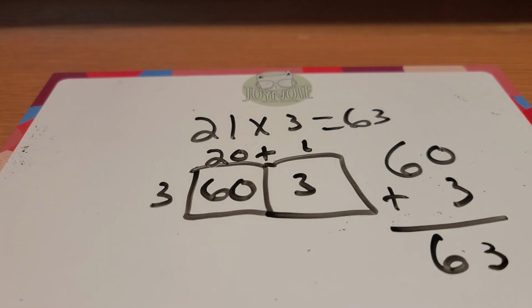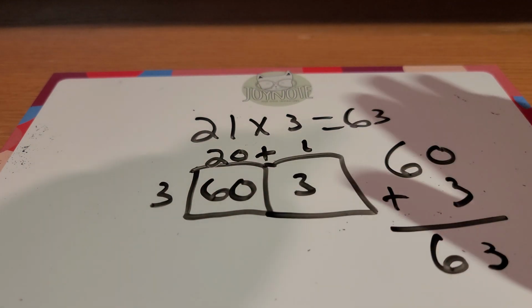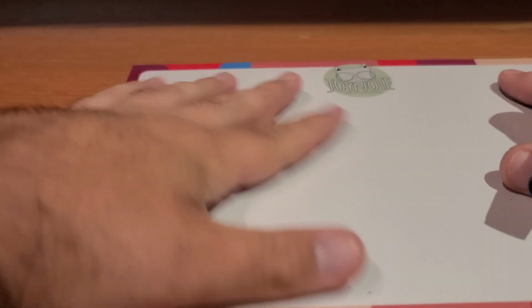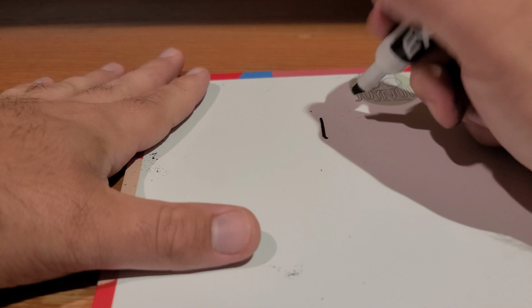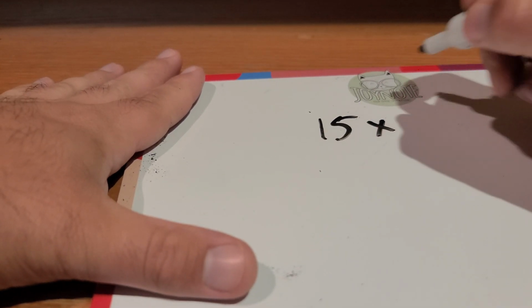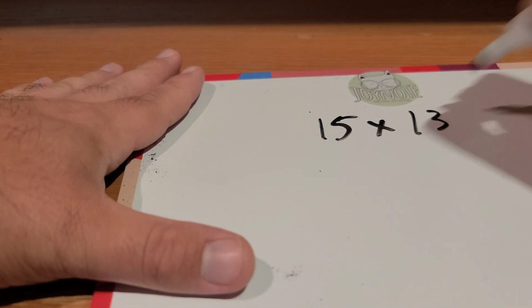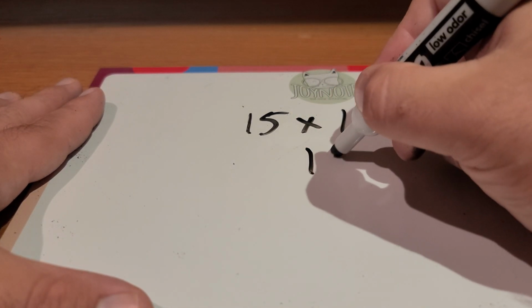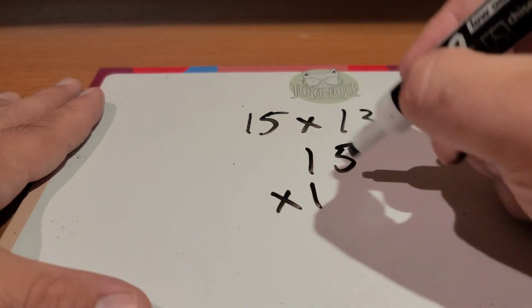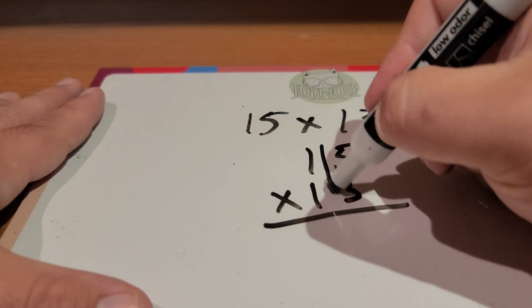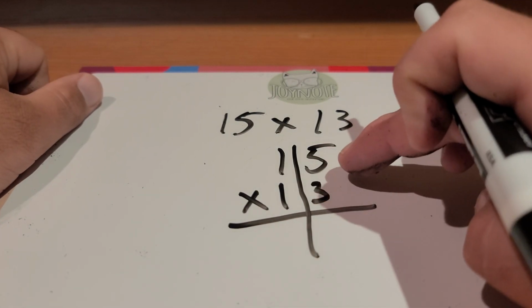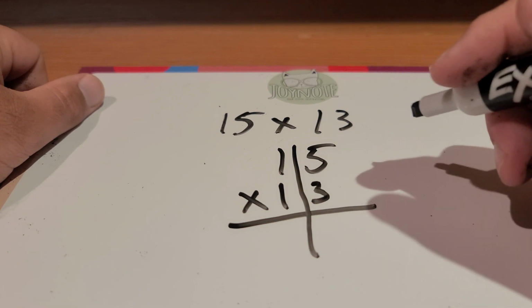Now, let's go to 2 digits. So 2 digits gets a little bit tougher. So, let's start with the standard way. So, let's do 15 times 13. So we're going to do standard first. So you set it up vertically. 15 times 13. Again, if you want to, cut your place values. We know we have 1s and 10s. 5 times 3 is 15.